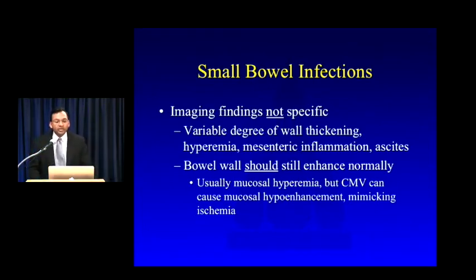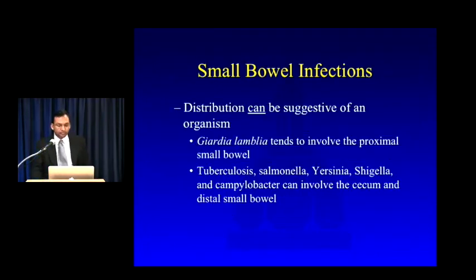Now, the one thing I would say, however, is that regardless of the type of pathogen that you've been infected with, your bowel wall should enhance normally. So if you see bowel wall hypoenhancement, that is typically not an infection, but should at least raise the possibility that you're dealing with ischemia. Now, the one exception to that is CMV enteritis, which can rarely cause mucosal hypoenhancement and can look a lot like bowel ischemia.